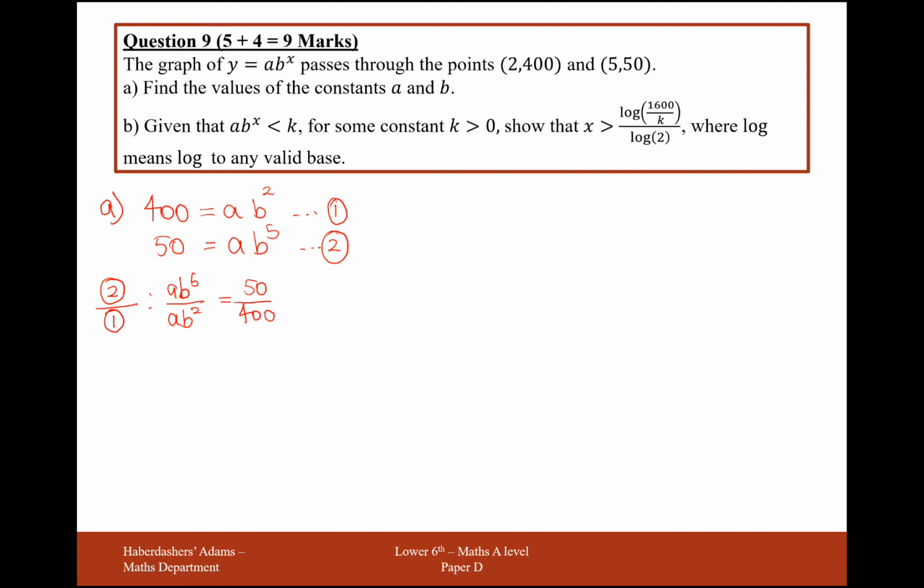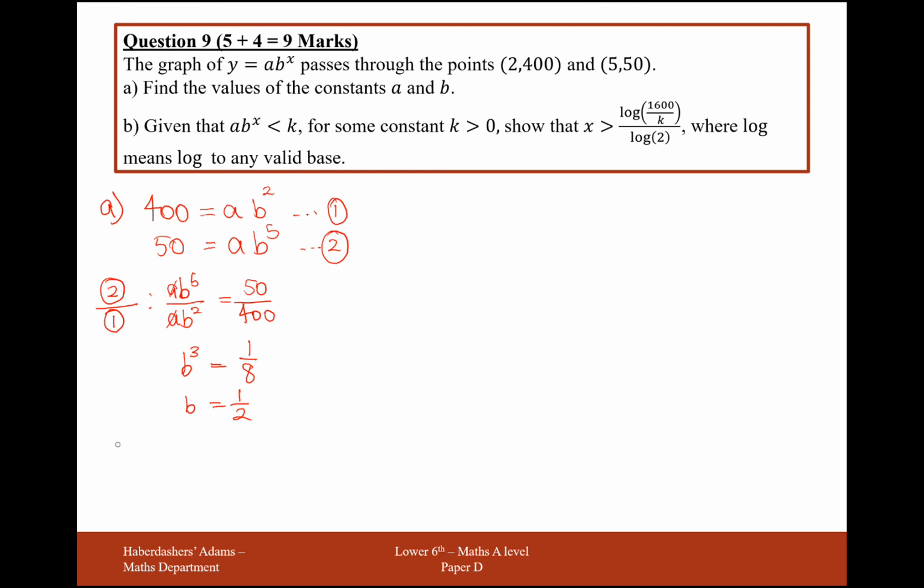And now we can cancel some of these out. a cancels out with a, so that's exactly why I've done it. I wanted my a's to cancel out, and the only way I can do that is by dividing. I get b cubed equals, this will simplify to 1 over 8, and this will eventually end up as b equals a half. Now you can do this by substituting it, making a the subject of both of the formulas, and then setting the equations equal to each other. There are lots of different ways of doing this, but b will always equal a half.